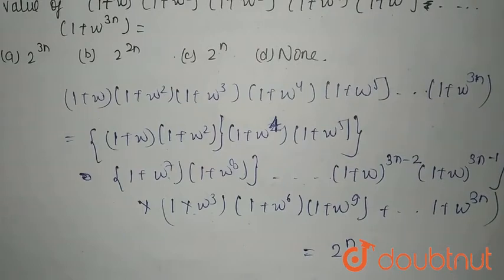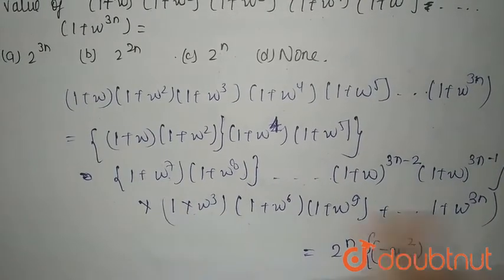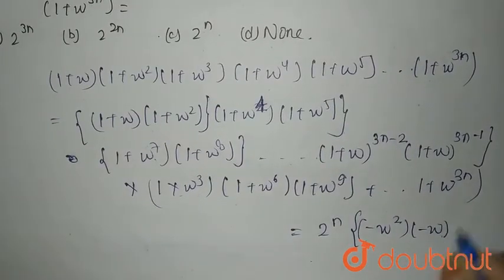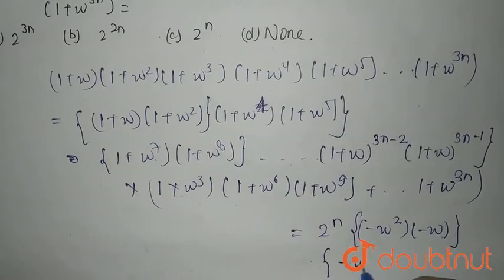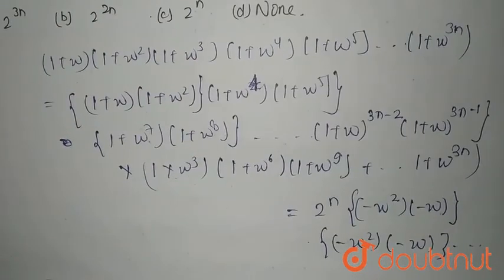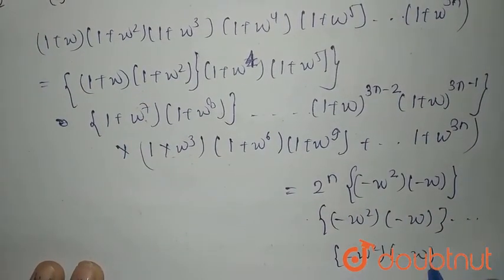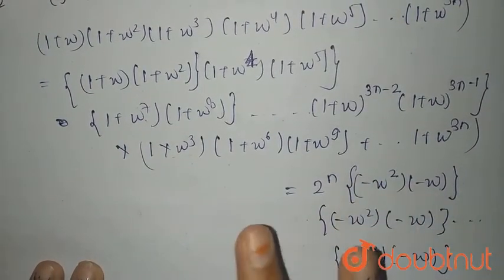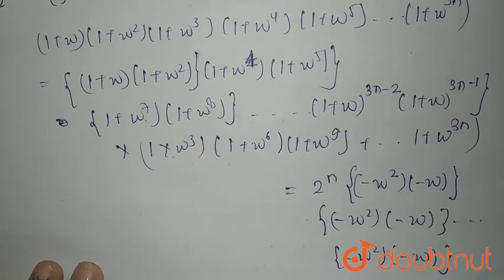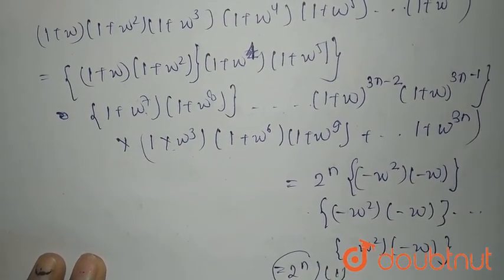So when you write 2 to the power n, this comes out to be minus of omega square left out into minus of omega into minus of omega square into minus of omega, and so on up to minus omega square into minus omega. As you know, this whole term becomes 1, because omega cubed is 1, so this comes out to be 2 to the power n times 1 into 1, which is nothing but 2 to the power n. So the answer is option C.